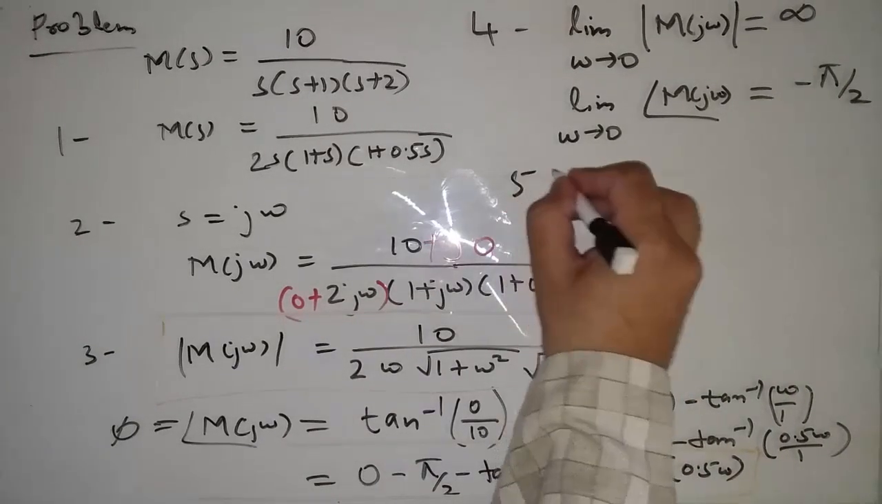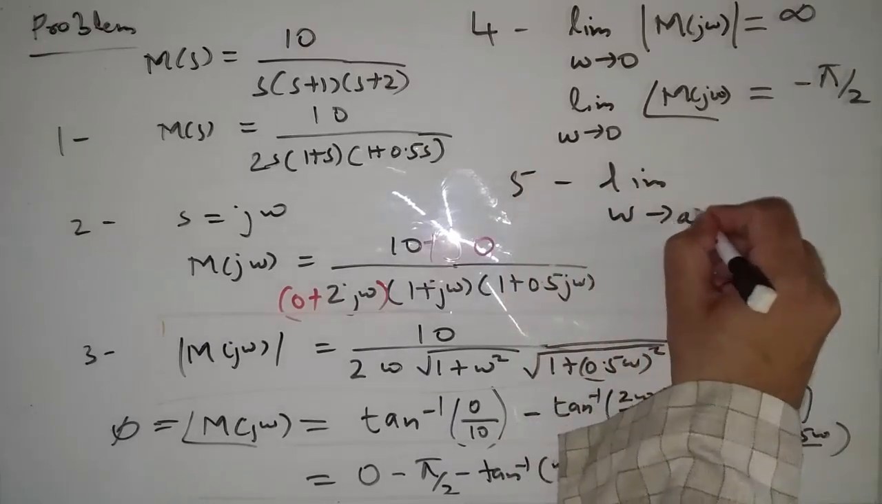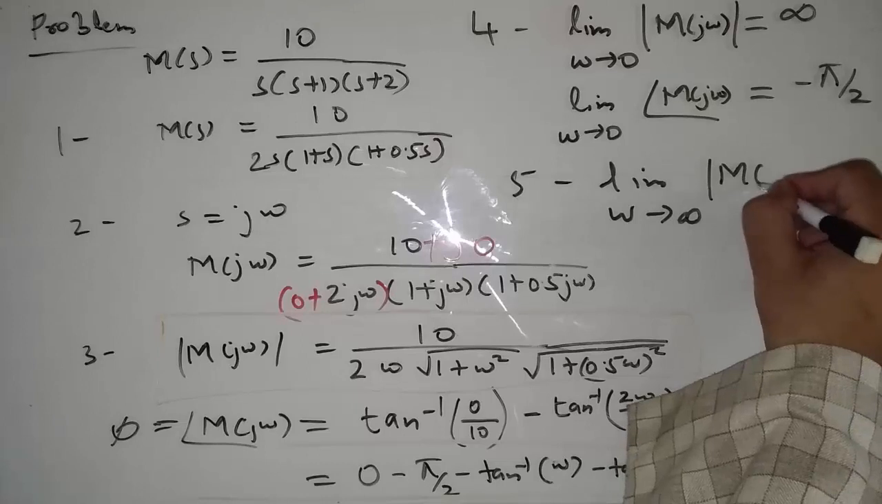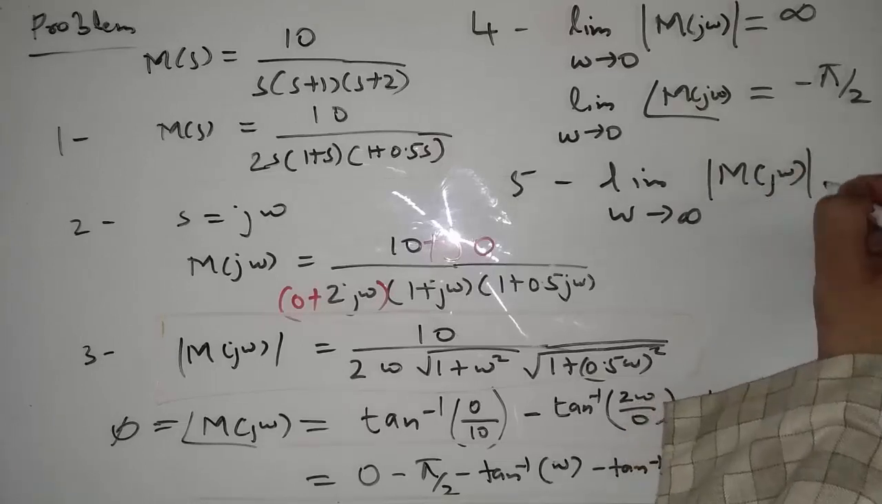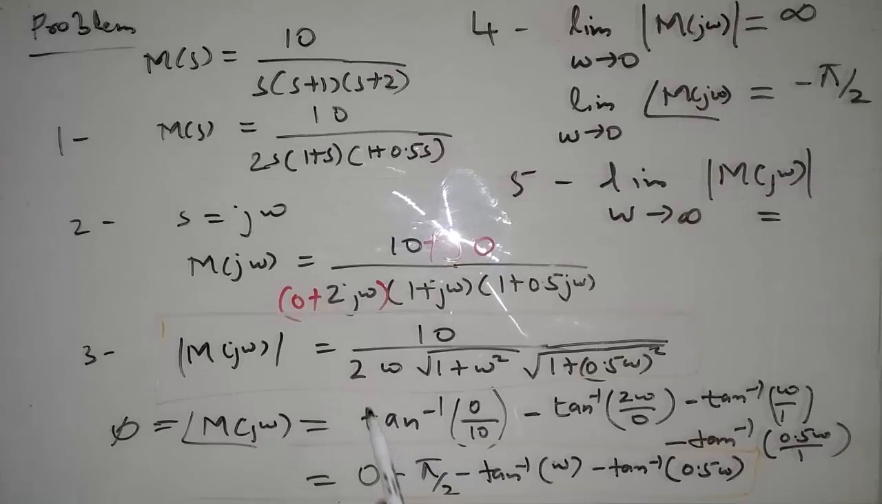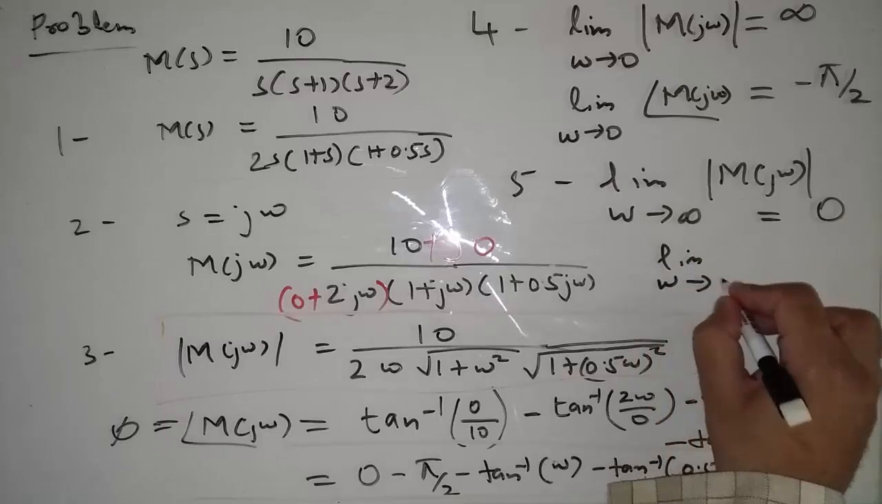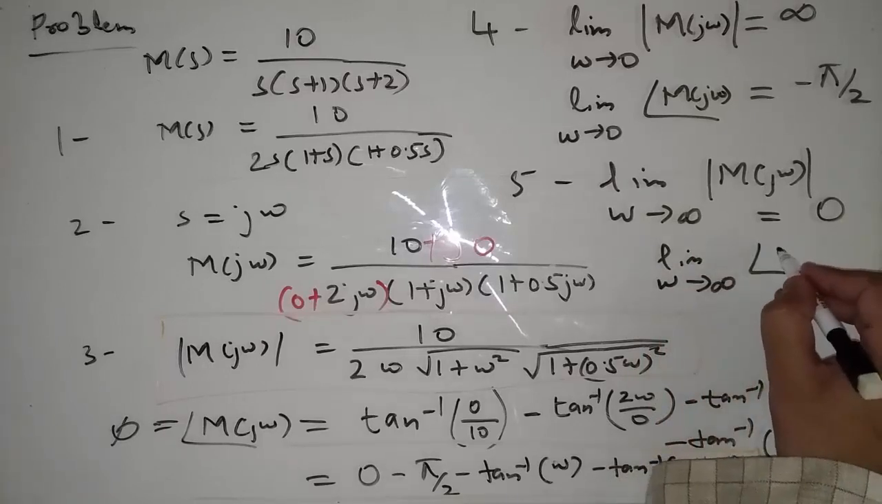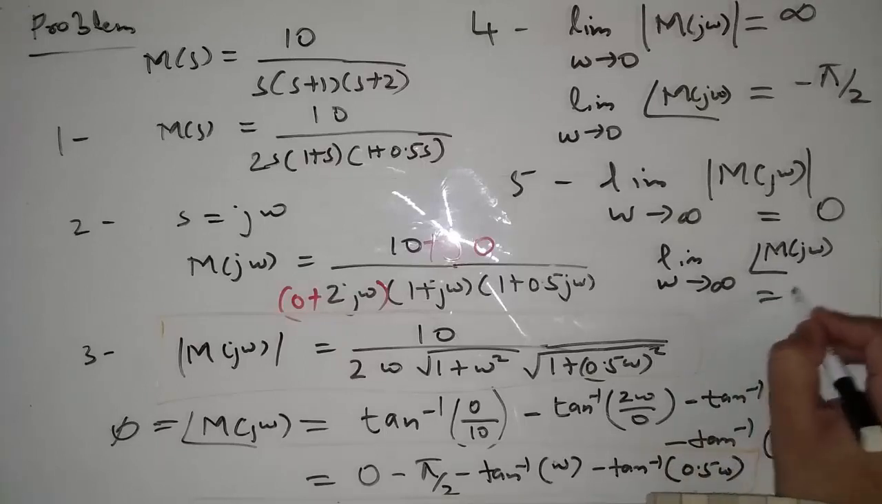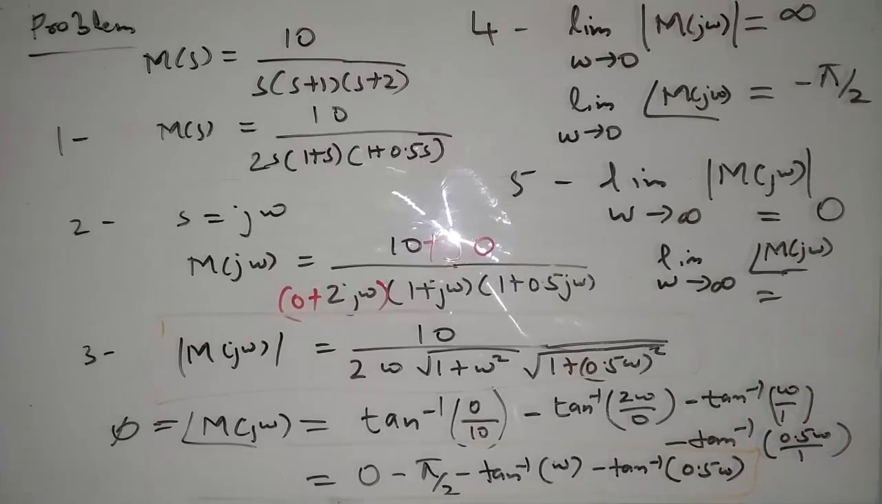Now in the next step, you compute limit omega tending to infinity of the magnitude M(j omega). You substitute infinity in this expression, and you get this value as 0. And for limit omega tending to infinity of the phase of M(j omega), if you substitute this value into this expression, minus pi by 2 minus tan inverse of infinity, which is minus pi by 2, minus tan inverse of infinity, which is again minus pi by 2. So minus pi by 2, minus pi by 2, minus pi by 2 will give you minus 3 pi by 2.